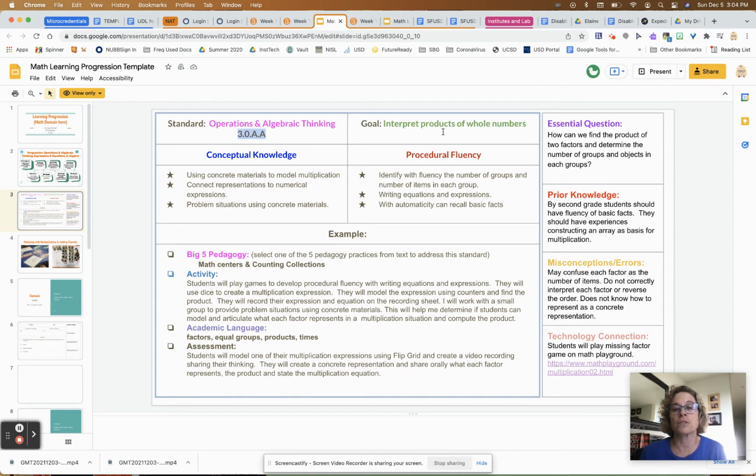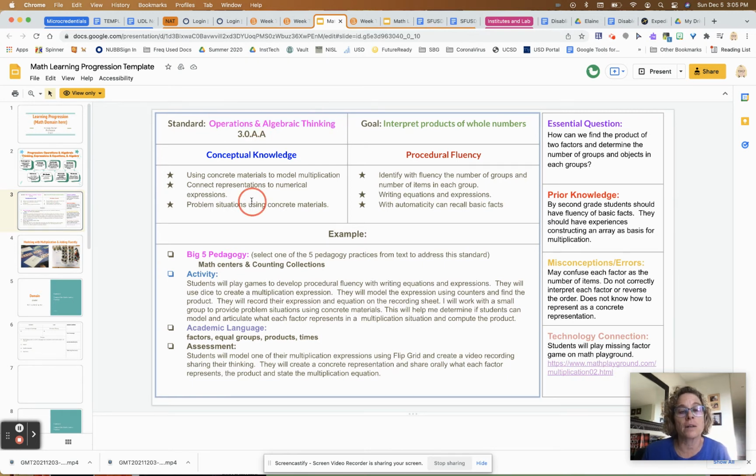And then we'll go into the goal of our lesson or our topic, what essential question we might ask. We had some practice with this last week with our learning maps and that week 1 analysis. What prior knowledge students would need, misconceptions, and what technology connection you could help students use. Please make sure that the technology connection that you link is directly related to your standard. Don't just say students are going to go to Math Playground. Provide the link that takes us specifically to the activity that addresses that algebra and operations.